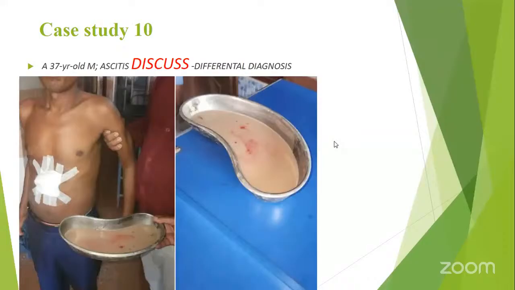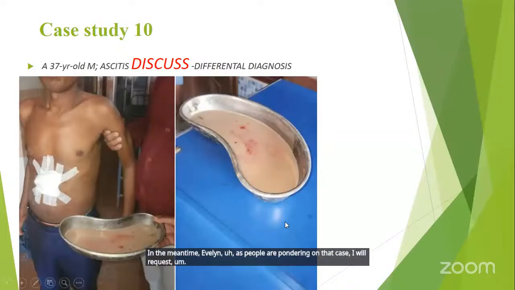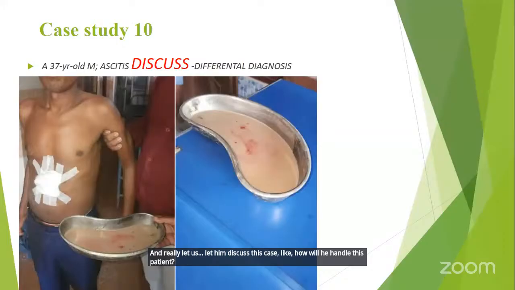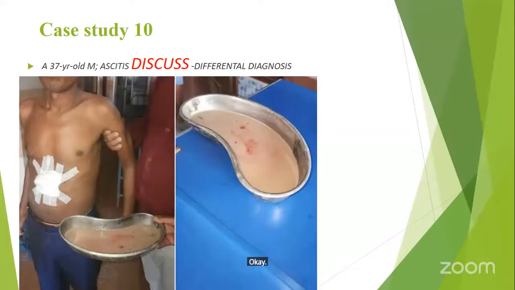In the meantime, Evelyn, as people are pondering on that case, I will request David, there are 2 people that have raised their hands. Oh, yeah, David Kaino is here. Kindly let him discuss this case, like how will you handle this patient? Okay, David Kaino, kindly take it up. 5 minutes.